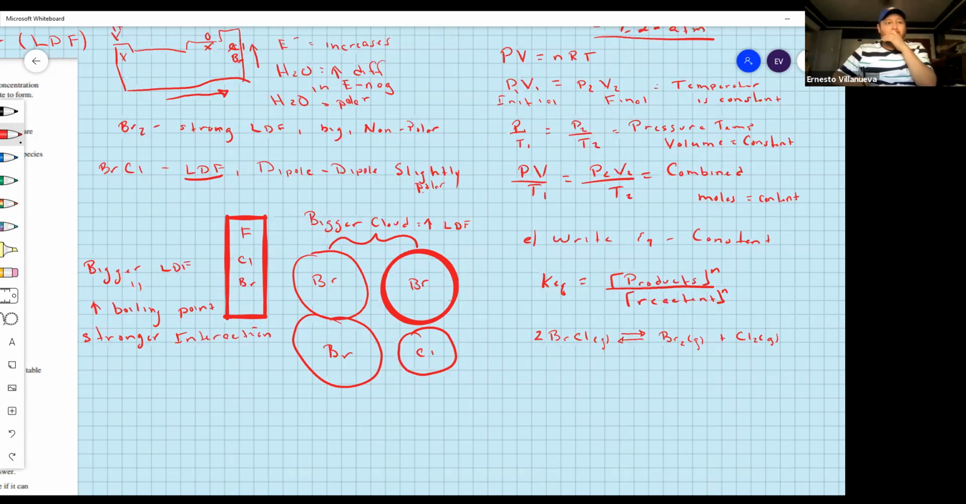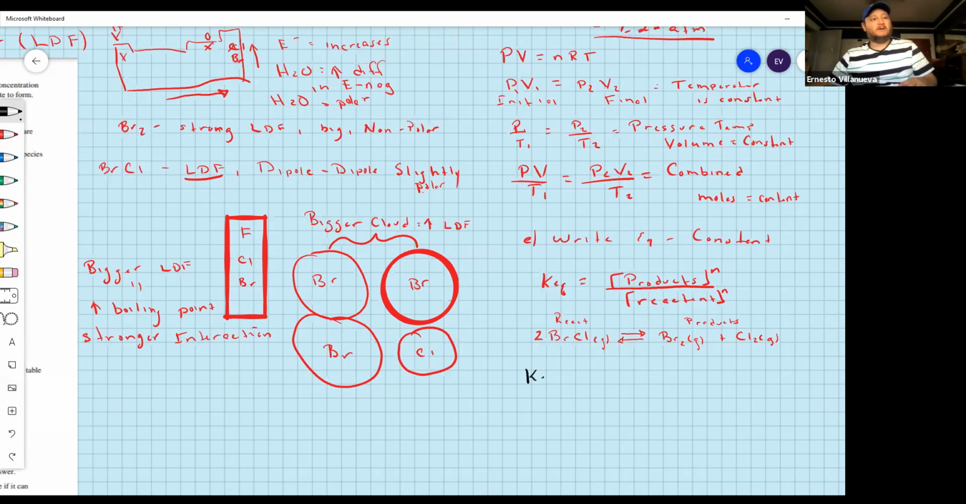All right, you with me so far? All right, so we know that these are our reactants, and we know that these are the products, correct? So if I'm going to write this equilibrium constant, all I have to do is put the products over the reactants in this format.